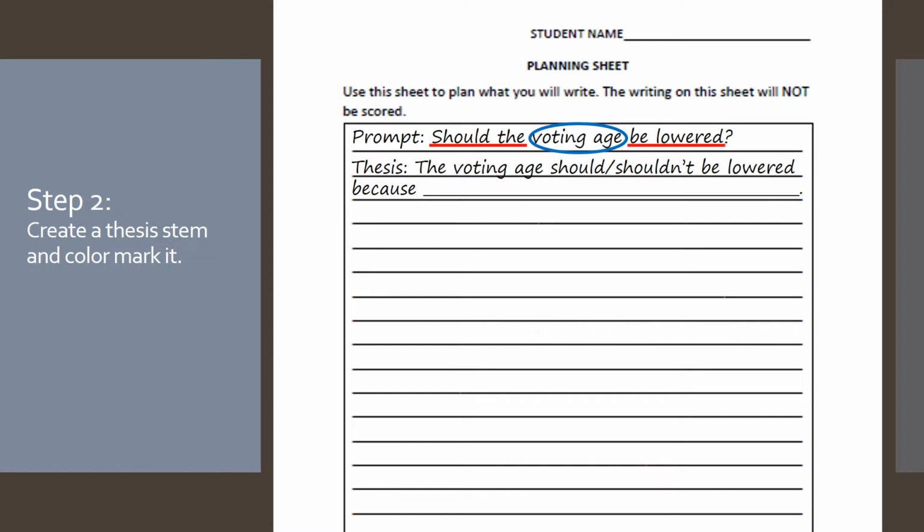Now you want to double check yourself and make sure that you have the topic and point in your thesis statement. The reason we double check is sometimes we have a two-pronged prompt where they ask us to do two things. And in that case, we would want to make sure we have everything we were supposed to have in there. So in this case, there's only one thing we have to discuss: should the voting age be lowered? Okay, so we know we have voting age, which is there, so we're going to circle it blue. And then we have that it should or shouldn't be lowered because. So we have all the elements of our answer in there.